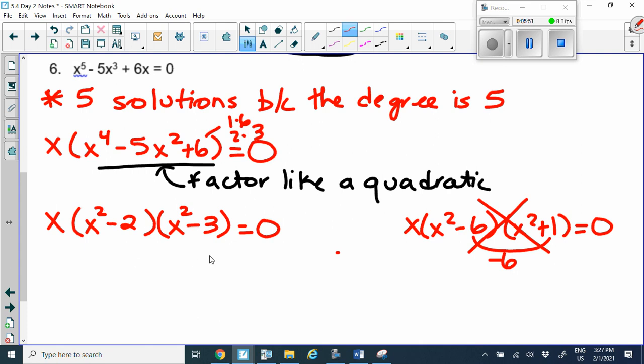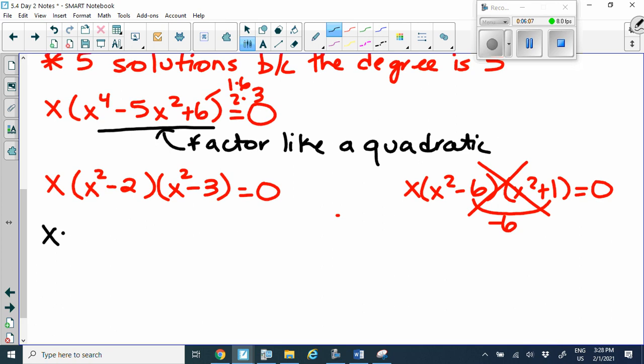Okay, what about our next factor? Once again, we have a binomial, we're subtracting, but 3 is not a perfect square as well. So this is not a difference of squares, so we can't factor anymore. So our last step that we need to do is set each of these factors equal to 0 and solve.